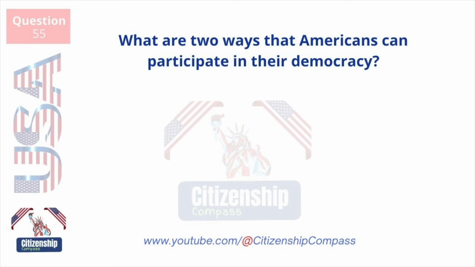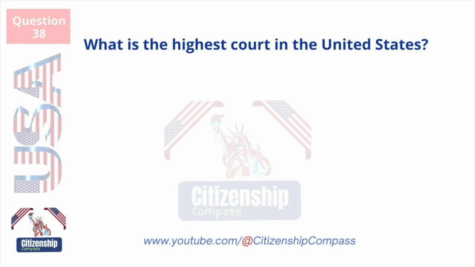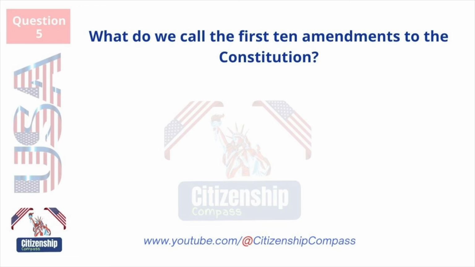What are two ways that Americans can participate in their democracy? Vote. Join a political party. What is the highest court in the United States? The Supreme Court. What do we call the first 10 amendments to the Constitution? The Bill of Rights.